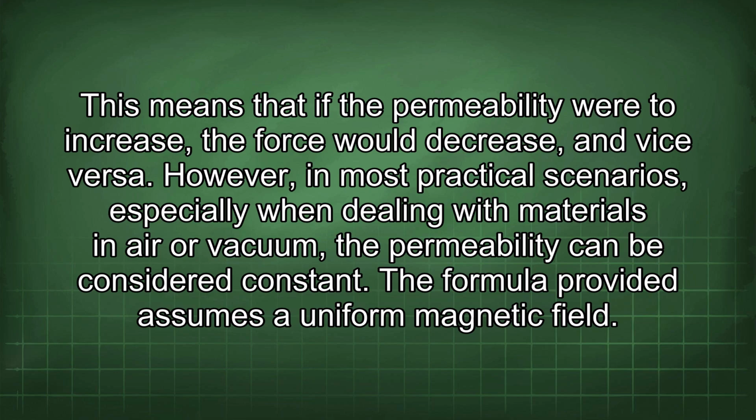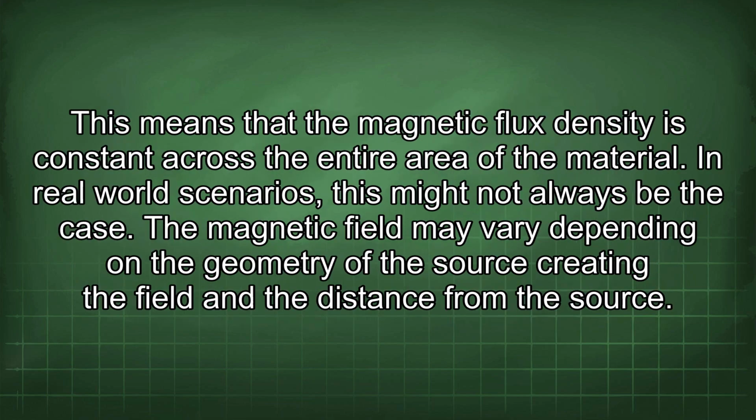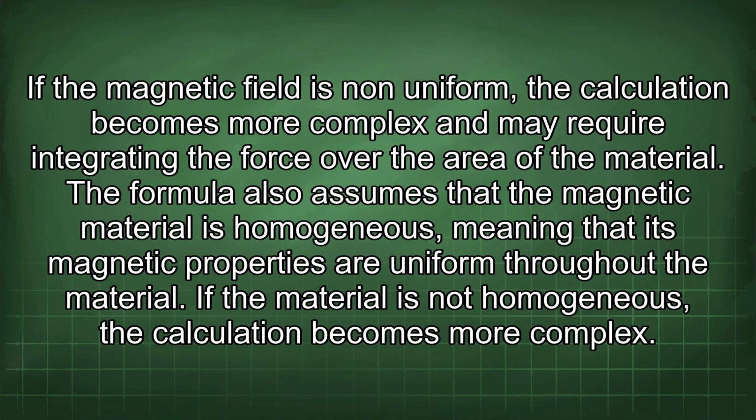The formula provided assumes a uniform magnetic field. This means that the magnetic flux density is constant across the entire area of the material. In real-world scenarios, this might not always be the case. The magnetic field may vary depending on the geometry of the source creating the field and the distance from the source. If the magnetic field is non-uniform, the calculation becomes more complex and may require integrating the force over the area of the material.